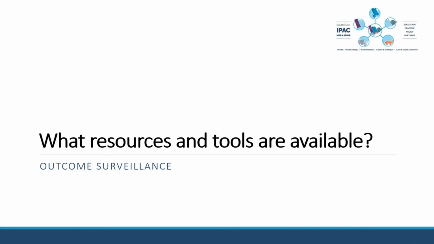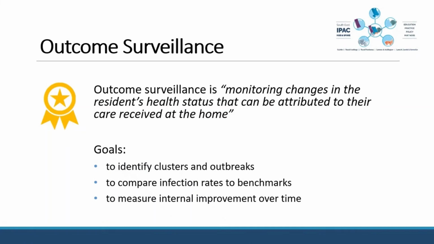So what resources and tools are available? First off, next slide, we're going to just review outcome surveillance. So outcome surveillance is monitoring changes in the resident's health status that can be attributed to their care received at the home. And the goals are to identify clusters and outbreaks, compare infection rates to benchmarks, and measure internal improvement over time.